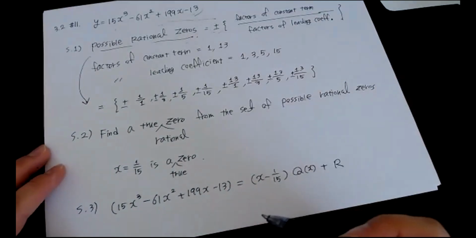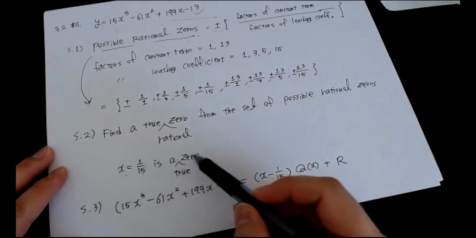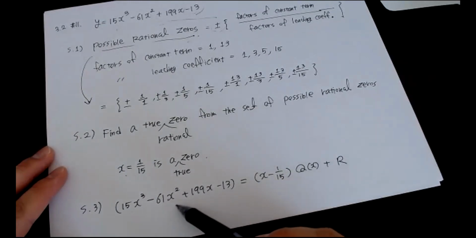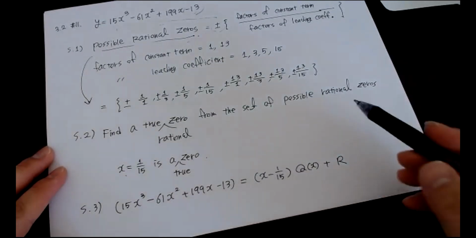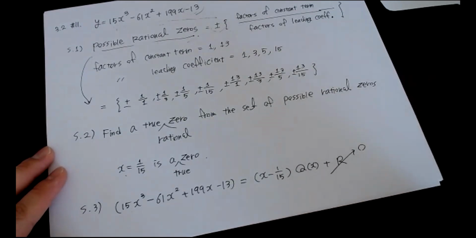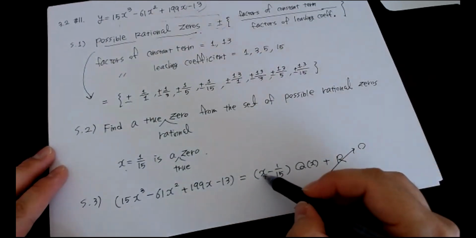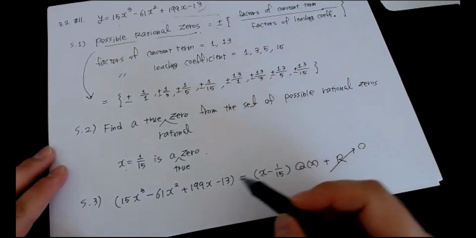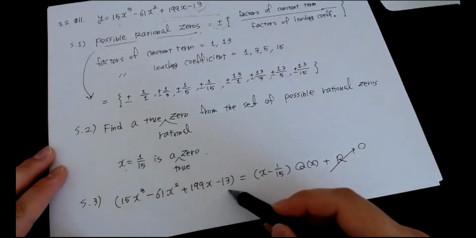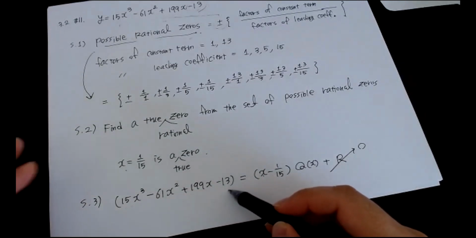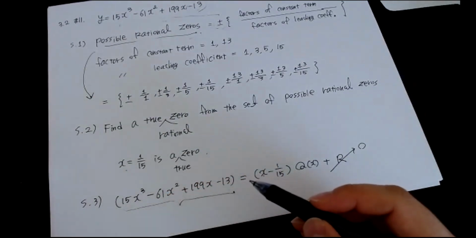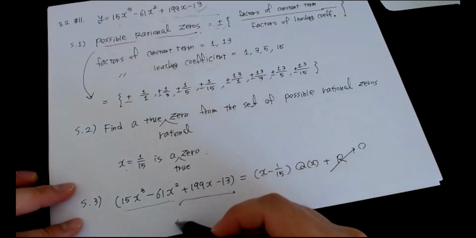Look at this. x equals 1/15 is a true zero, which means that when you divide the polynomial by x minus 1/15, the remainder must be 0, because when you plug 1/15 into x, 1/15 minus 1/15 is 0, right? And when you plug 1/15 into x on the left hand side, we already verified that the output is 0, right? So when x equals 1/15, the left hand side turns out to be 0, and then what?